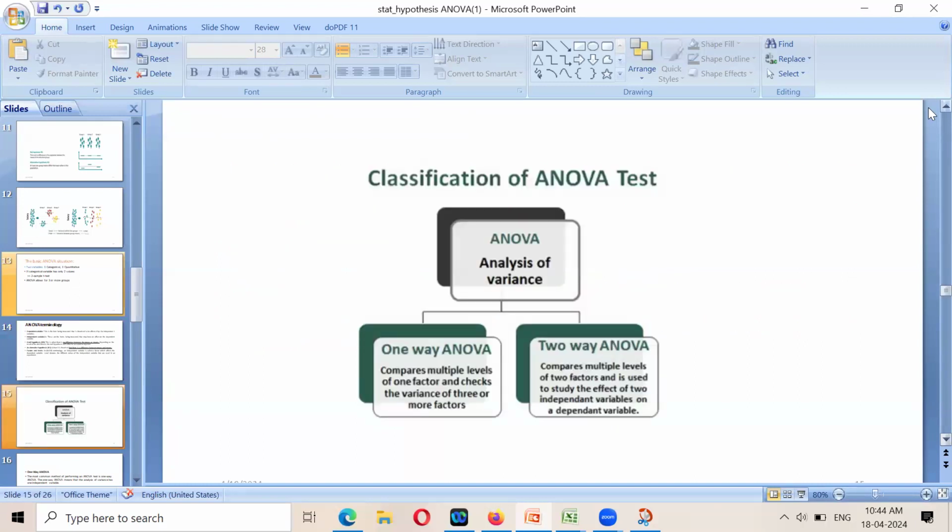So basically, ANOVA is conducted in two ways: one-way ANOVA and two-way ANOVA. The difference is very simple. In one-way ANOVA, we consider only one independent variable and one dependent variable. Both the variables are one, one. That is the simple one-way ANOVA. In two-way ANOVA, the dependent variable is only one, but the independent variables are two.